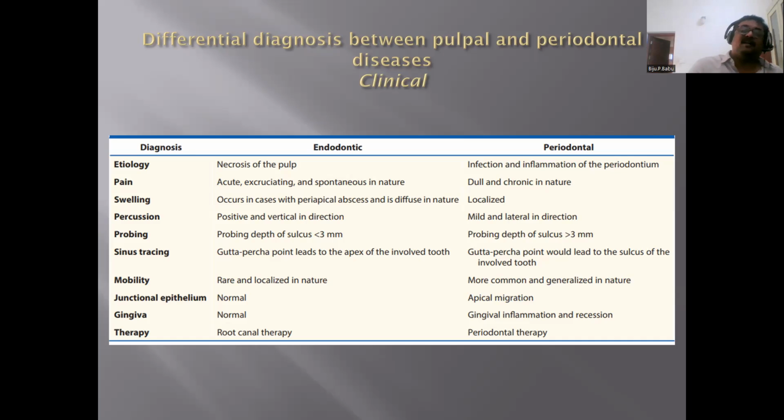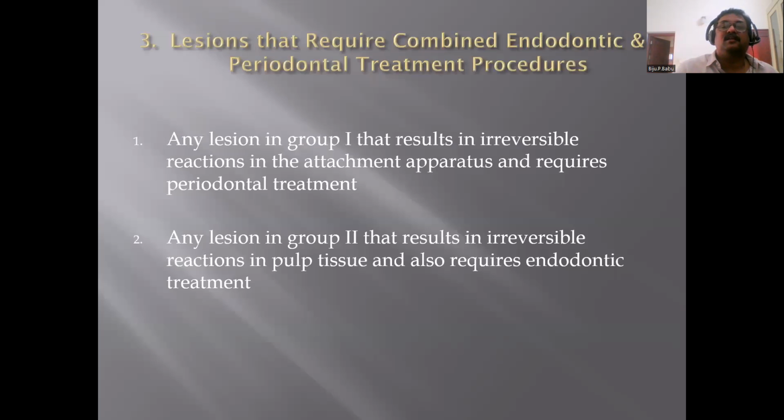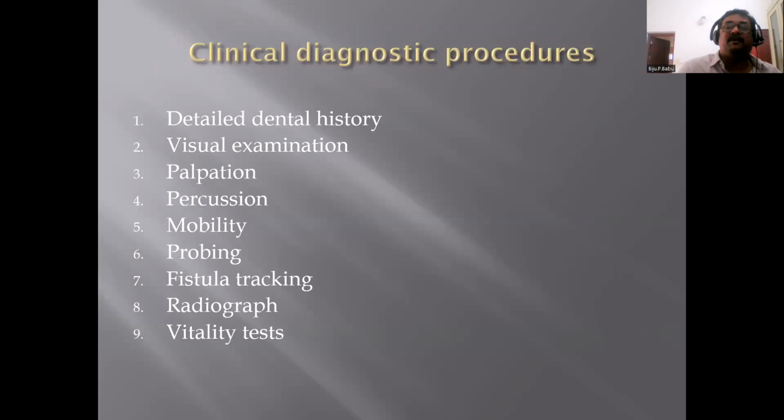Usually in an endodontic condition, the therapy is root canal treatment, or endodontic treatment of the tooth. You don't have to do periodontal treatment unless there is a secondary involvement. And in a periodontal condition, usually periodontal treatment alone is required unless it has progressed into the pulp space, which requires endodontic treatment. Now, I just want to tell you the common clinical signs and symptoms.